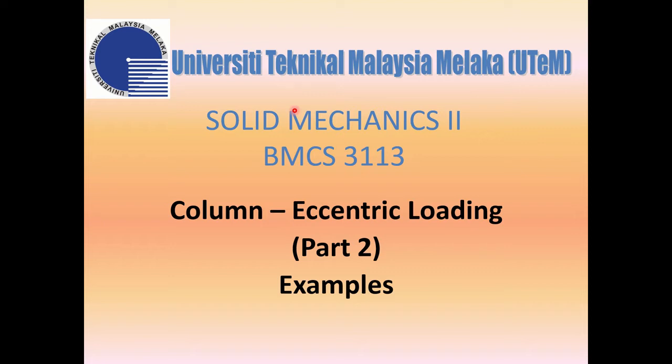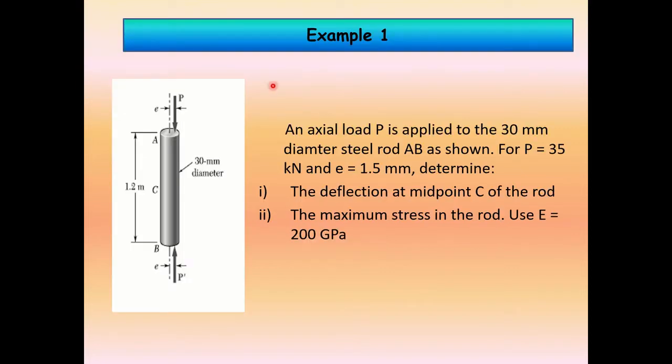For example 1, an axial load P is applied to the 30 mm diameter steel rod AB as shown, for P equal to 35 kilonewton and e equal to 1.5 millimeter. Determine the deflection at the midpoint C of the rod and the maximum stress in the rod. Use E equal to 200 gigapascal, 30 mm diameter.